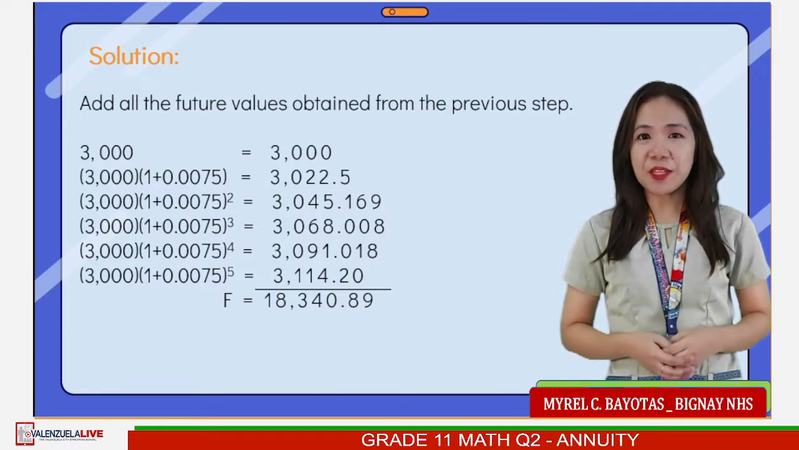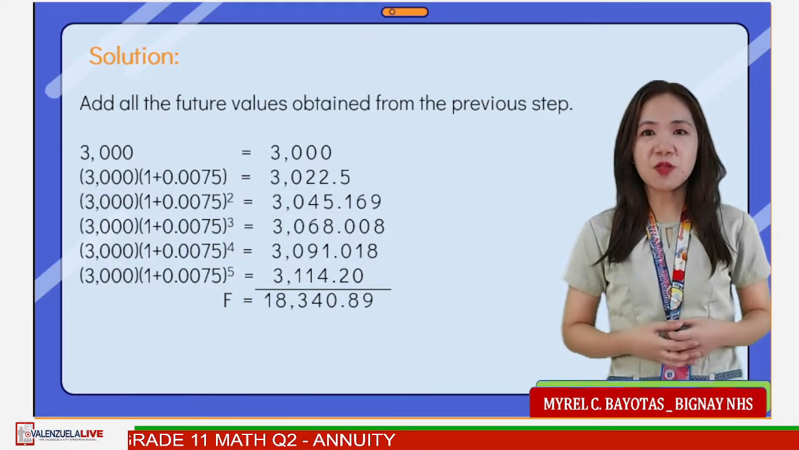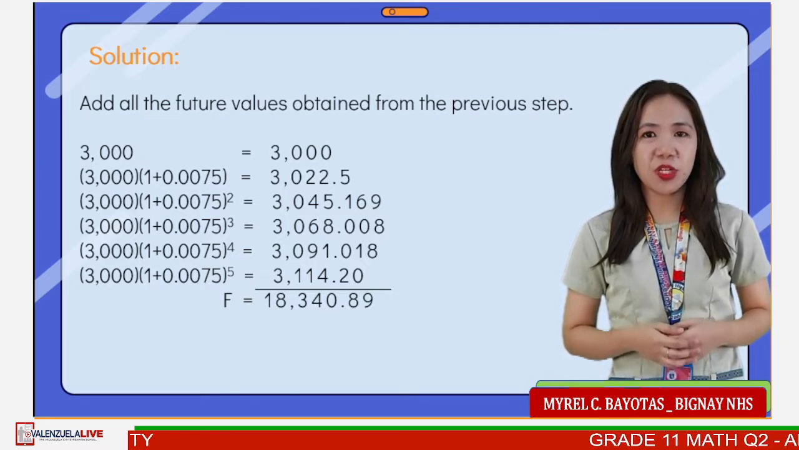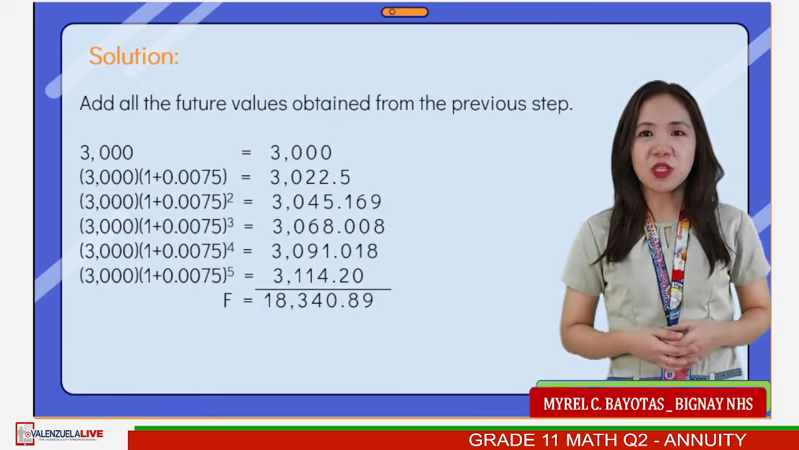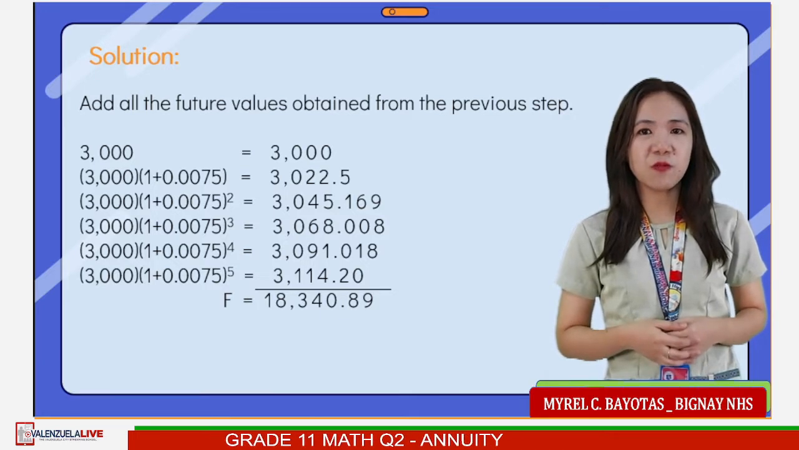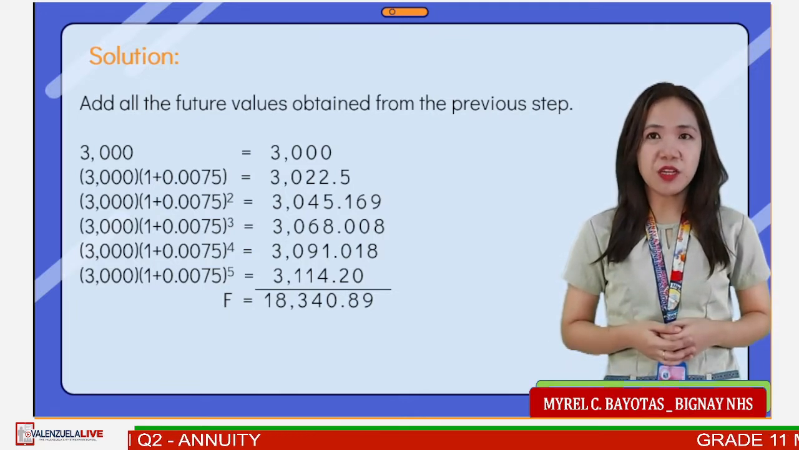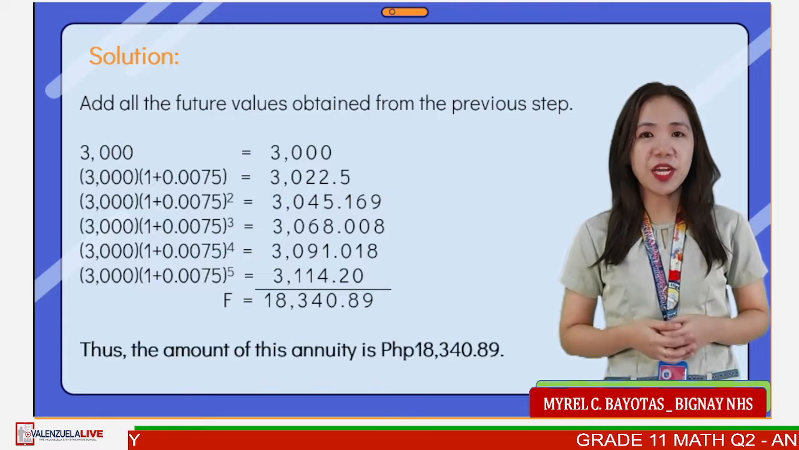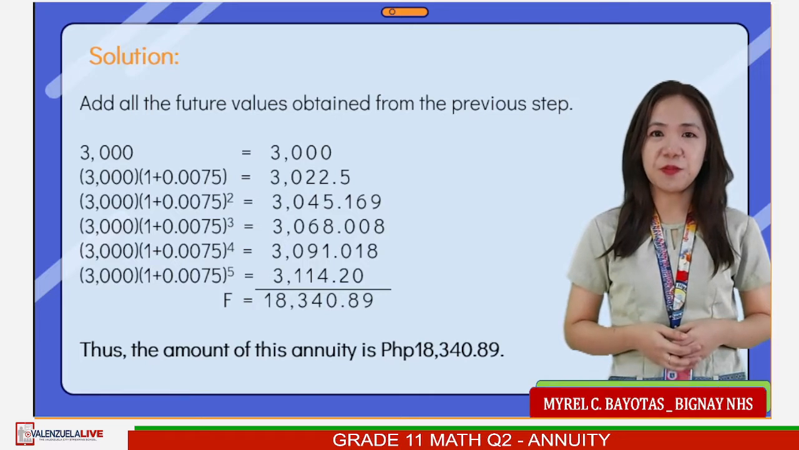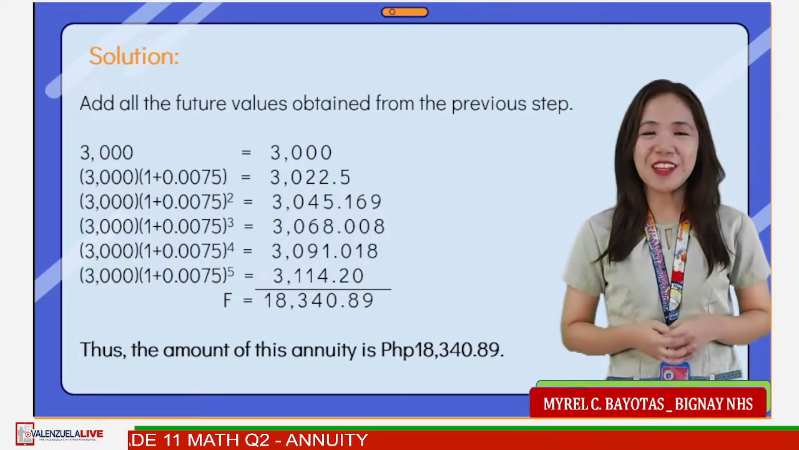That is 3,000 pesos plus 3,022.50 pesos plus 3,045.169 pesos plus 3,068.008 pesos plus 3,091.018 pesos plus 3,114.20 pesos. Thus, the amount of this annuity, or F, is 18,340.89 pesos. Do not forget to put peso sign in your final answer. Did you follow from step 1 to 3? Wow! You're as patient and attentive as expected.